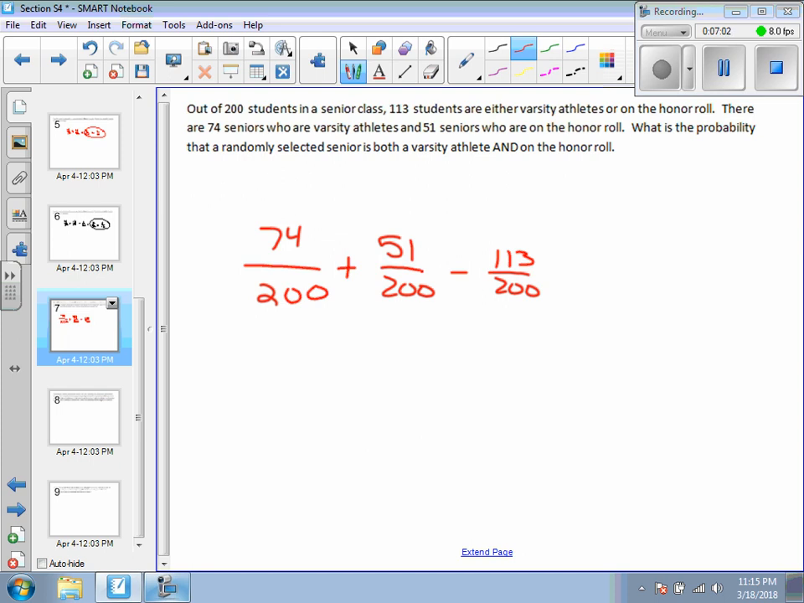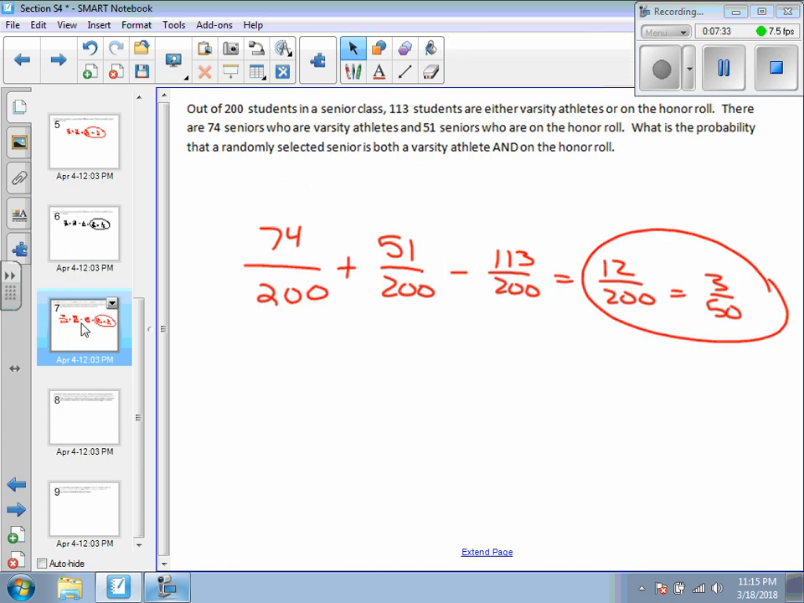If I take 74 plus 51, I get 125. And I subtract that 113, and that tells me that I have 12 students who are both a varsity athlete and on the honor roll. And if I take that 12 over 200 and simplify that down in fraction format, that comes out to 3 out of 50. For every 50 seniors, there are 3 of them who are both varsity athletes and on the honor roll.